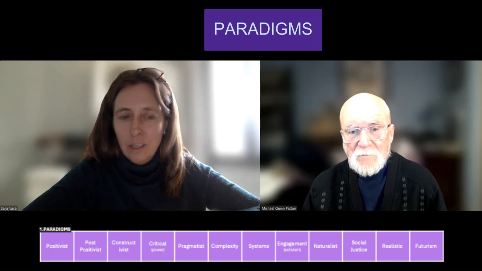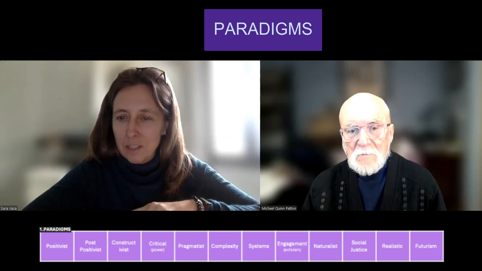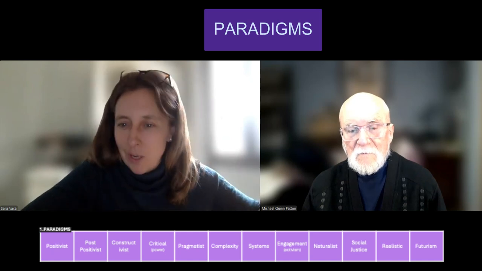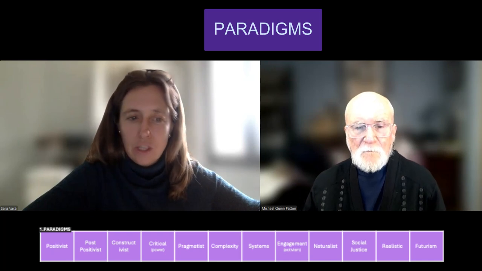Right. So yeah, I've always liked this. There were some tests I saw at some point just to see which paradigm you are. I think that's interesting to be aware of. Where do you position yourself?